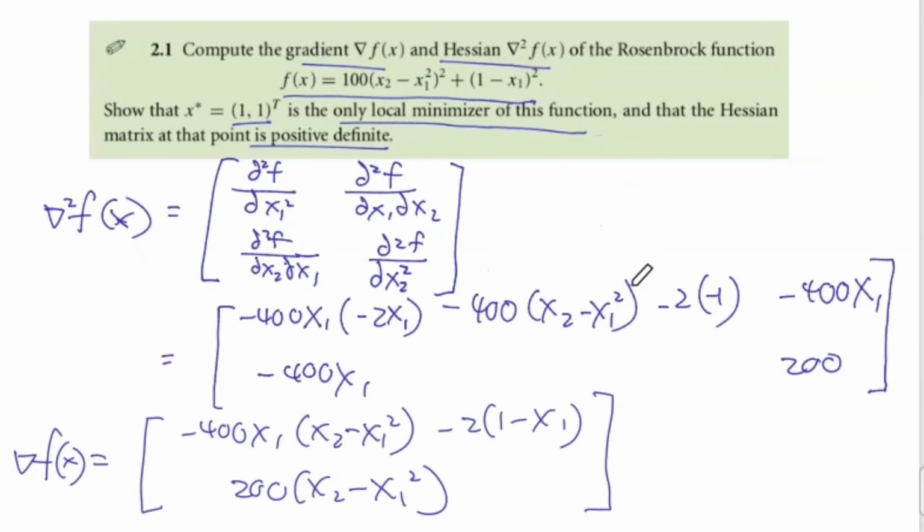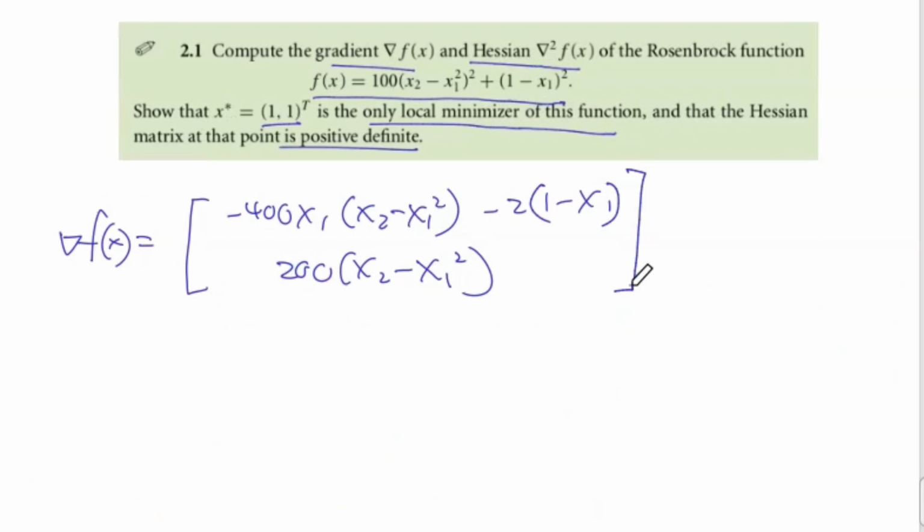Let me check if this is correct now. Yes, okay. So you see, when we are at the local minimizer, the gradient should be 0. This one should be 0. So if this is 0, that means both components are 0.